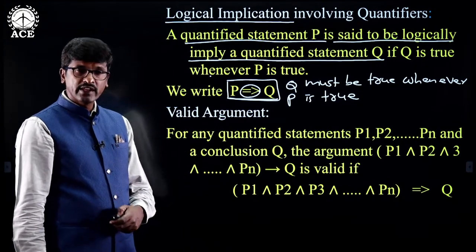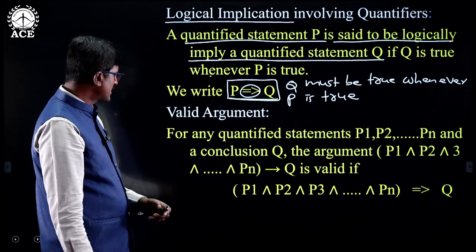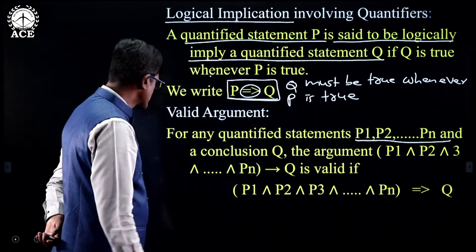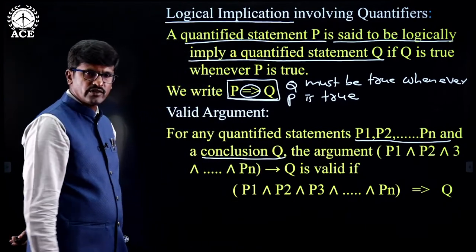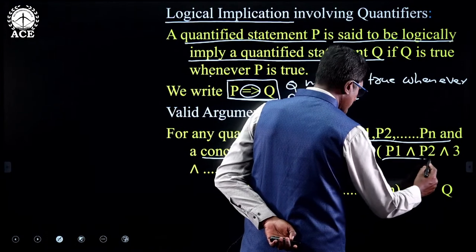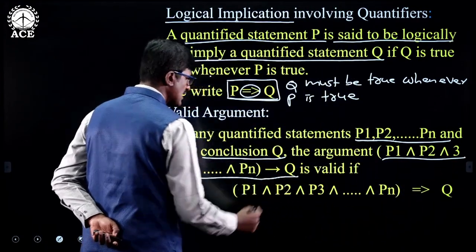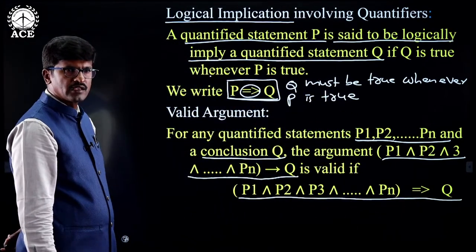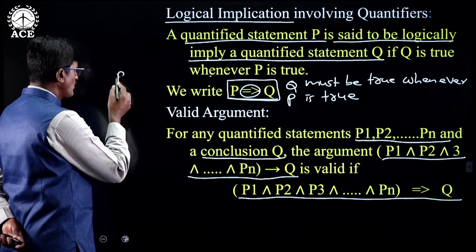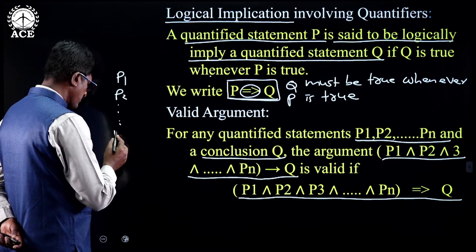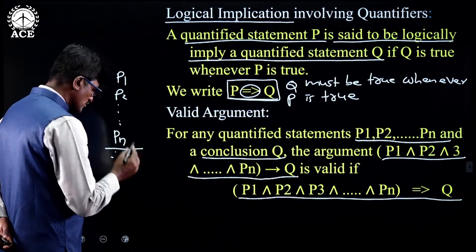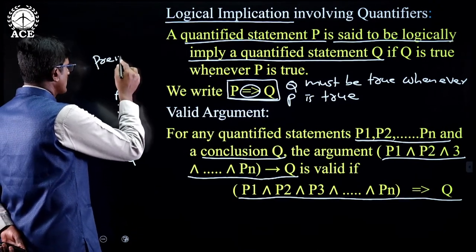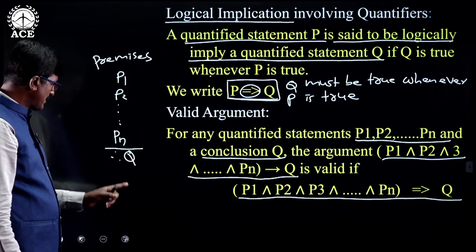Similarly, we can define the argument for quantified statements. What is the argument of quantified statements? Here I am taking some quantified statements P1, P2, and so on, Pn, and Q is a conclusion. Then the argument P1 and P2 and so on and Pn, conditional Q, is valid if the conjunction of P1 and P2 and so on Pn logically implies Q. So the argument is P1, P2, and so on, Pn, therefore Q. In this argument, P1, P2, and so on, Pn are called premises, and Q is the conclusion.